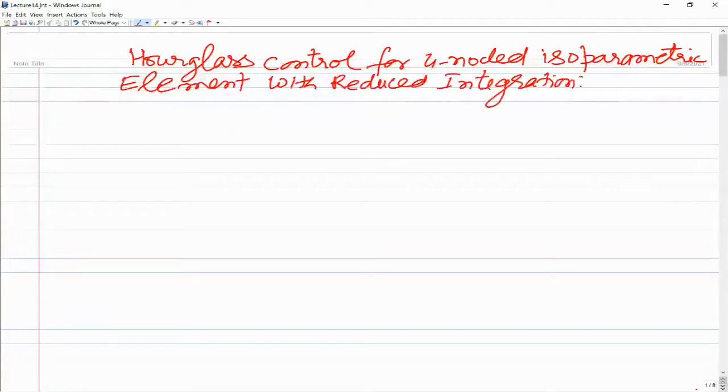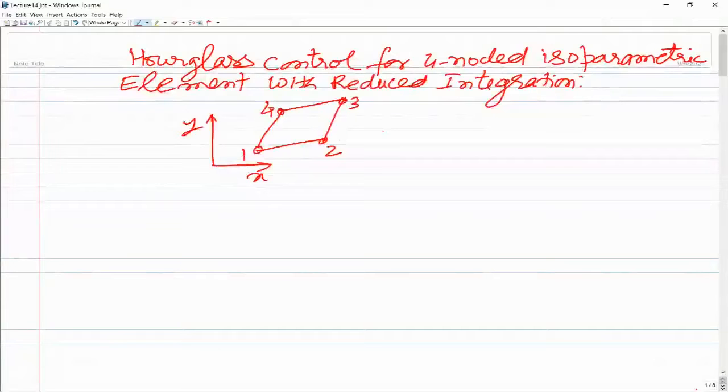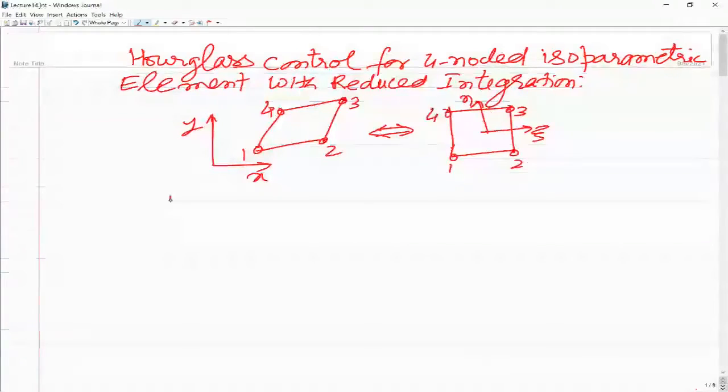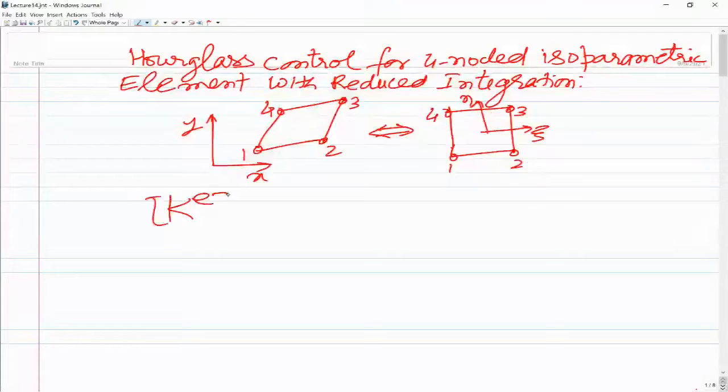So now what we are talking about is an isoparametric element. That means we have an arbitrary quadrilateral element in physical coordinate space. This is mapped to a square in the natural coordinate space. And if you look at the stiffness matrix for this element, I'm going to talk mainly about the stiffness matrix. It consists of two parts.